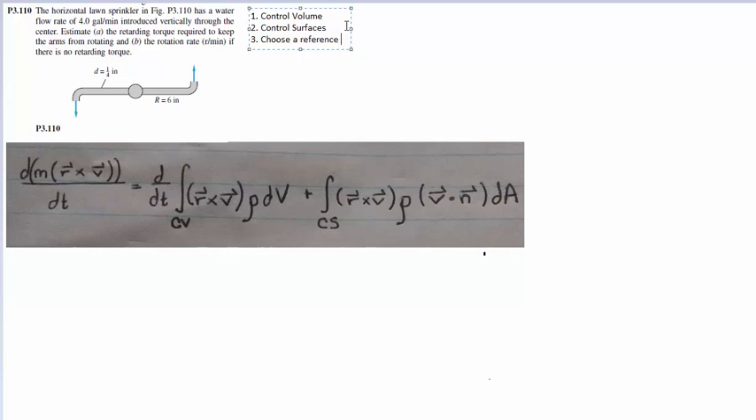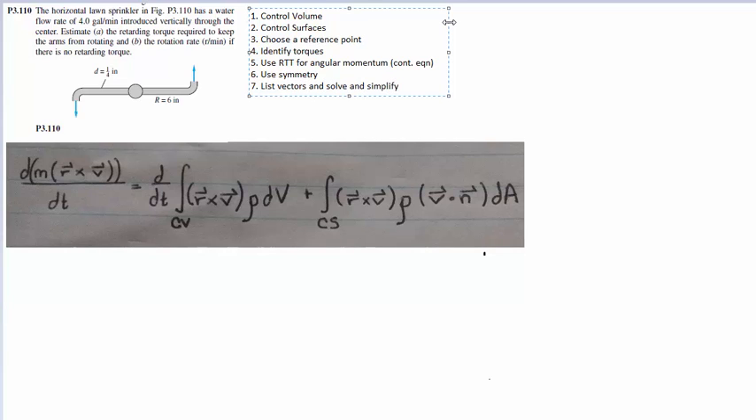I'll go into that a little bit when we get there. Then you should identify torques in the system. After that, you should use Reynolds transport theorem for angular momentum, or if you need to, you should use the continuity equation here as well. Once you've done that, you should use symmetry arguments if possible. We'll cover that too when we get there. And lastly, you should just list the vectors and solve and simplify. So really, once you've got the setup down, you're done with the problem.